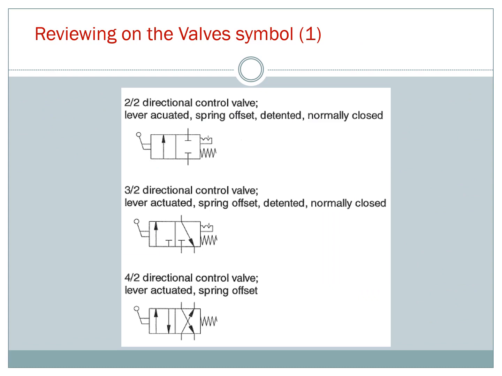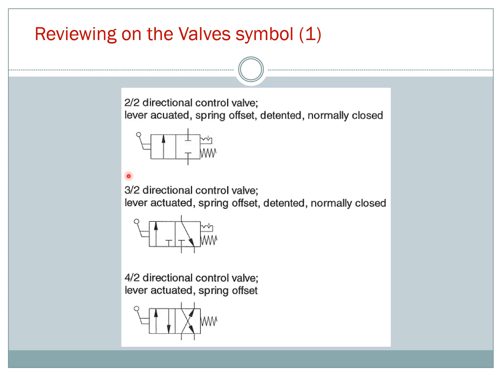Concluding, reviewing the valve symbols, you can see a few symbols here. This is a 2/2 direction control valve, so 2 ports. Lever actuator, so you have a lever here to push and pull. It's spring offset, or spring loaded. Detented, so you have a detented input, and it's normally closed, meaning no connection.